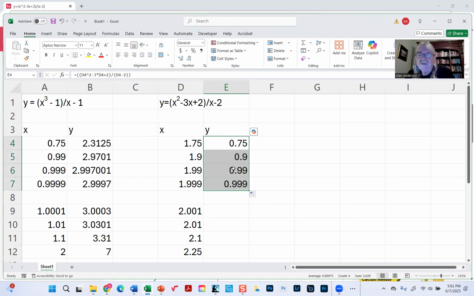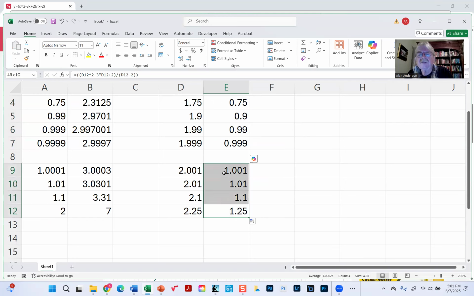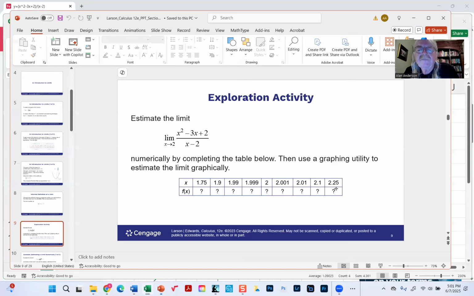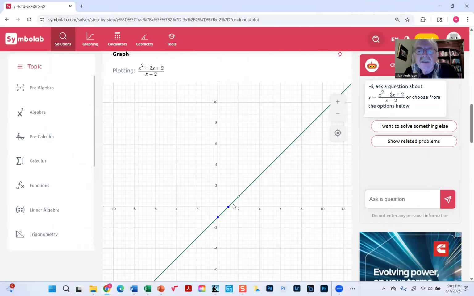So from the left, you can see that the function is getting awfully close to 1. And then from the right, same thing. Like in others, if we're coming from the right, we go through these larger values down to the smaller values. So you can see they're converging to 1. And then on the graph, you can confirm that by seeing that no matter which direction we're coming from, we're going to end up with this result.